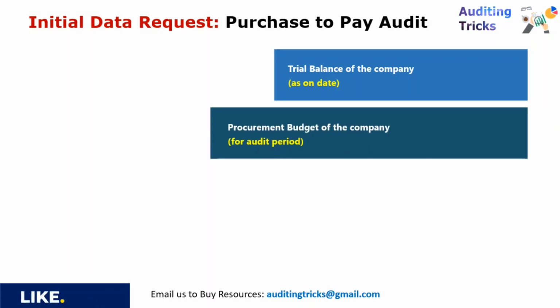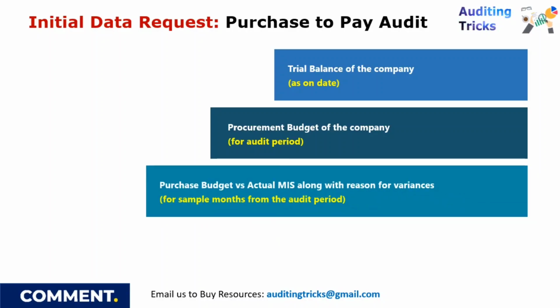We can ask for the procurement budget of the company for the whole audit period. We can ask for purchase budget versus actual expenses done, MIS, or any kind of report along with the reasons if there are any gaps or variances noted. It can be asked for sample months for the audit period.